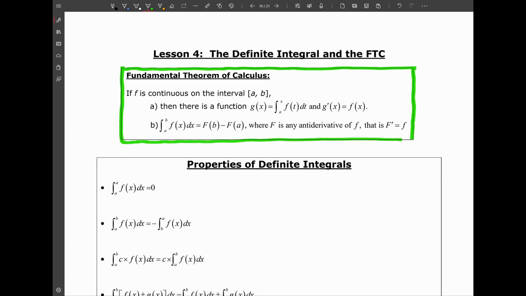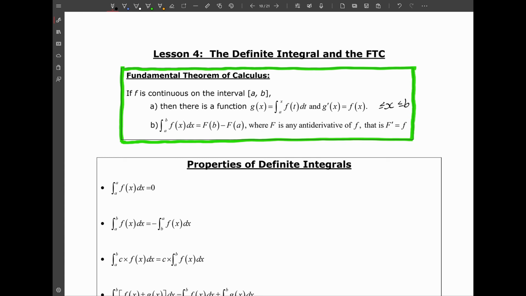So the fundamental theorem of calculus states that if f, some function, is continuous over the interval [a, b], where a and b are included on that interval, then there is a function, g of x, let's say, that is equal to the integral from a to x of f of t dt, and that g prime of x is equal to f of x. Very important, x is on that interval as well.